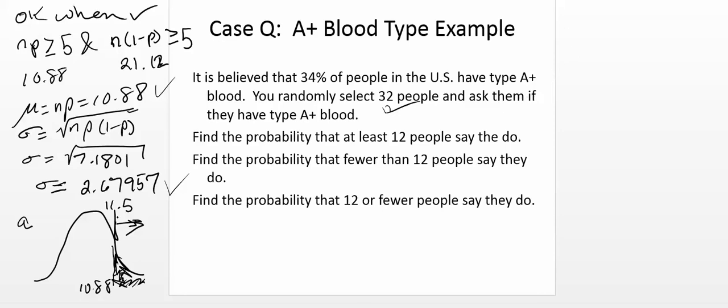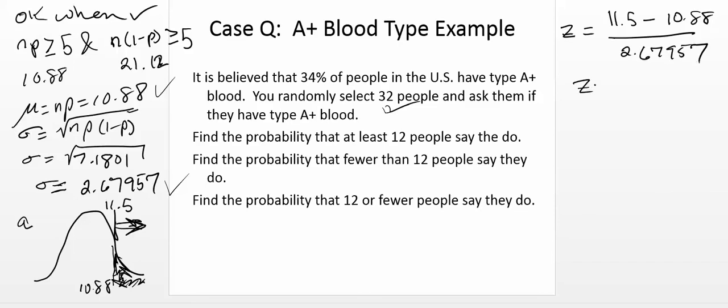So, because we want 11.5 and above, what we need to do is calculate our z here, and that means we'll start with 11.5 minus the mean, which we found to be 10.88, all divided by the standard deviation, 2.67957. I got a z of 0.2314.